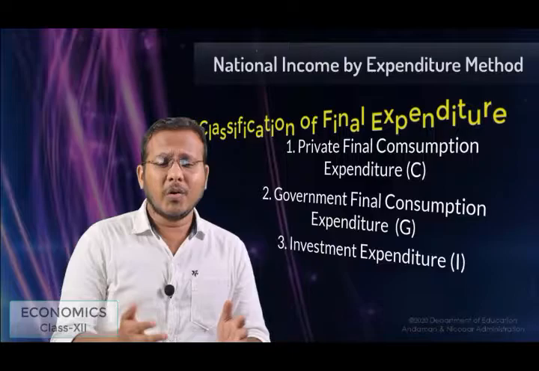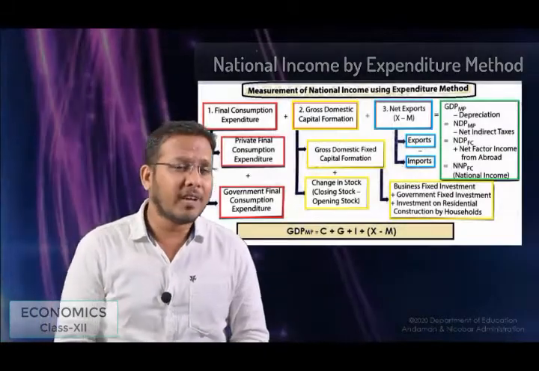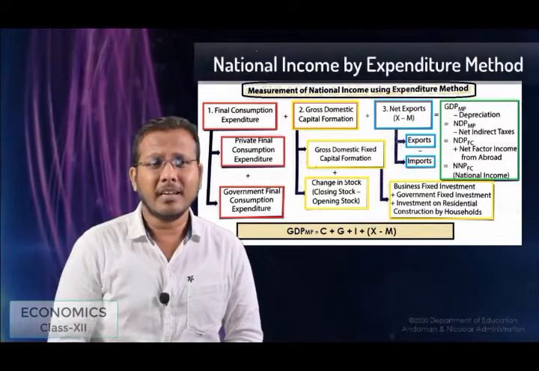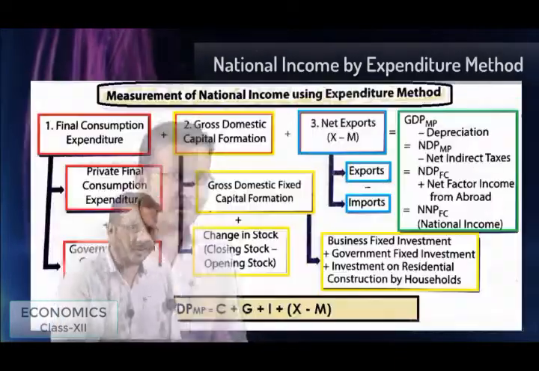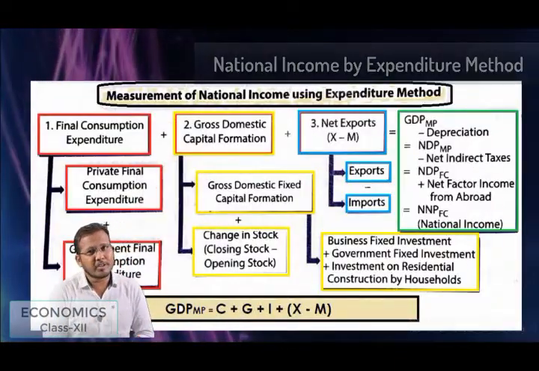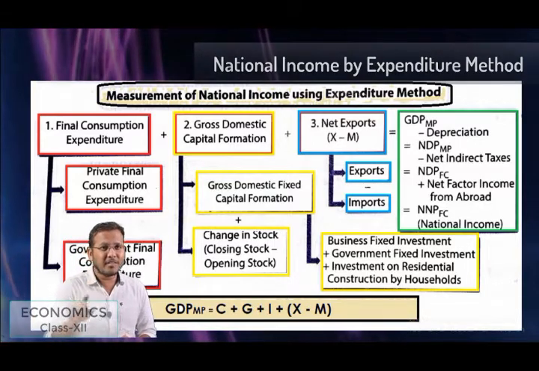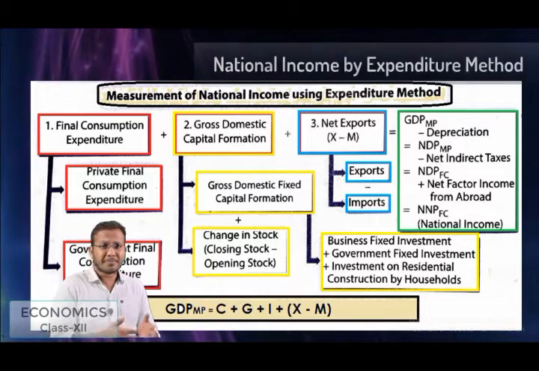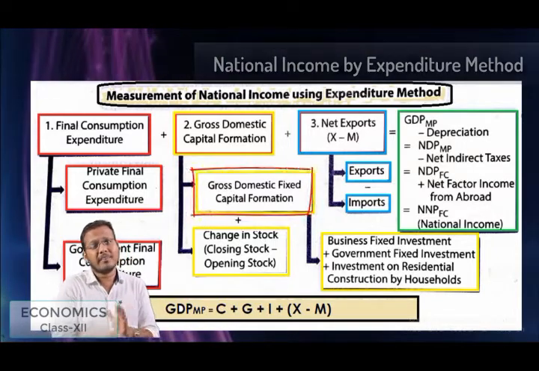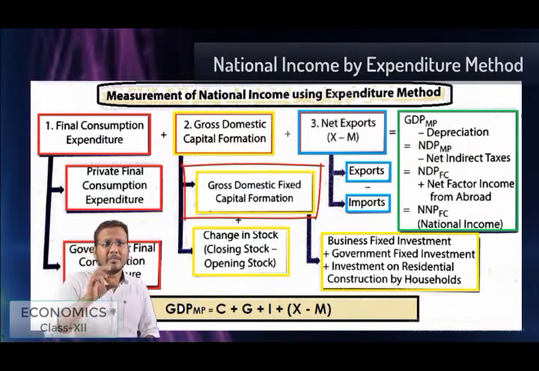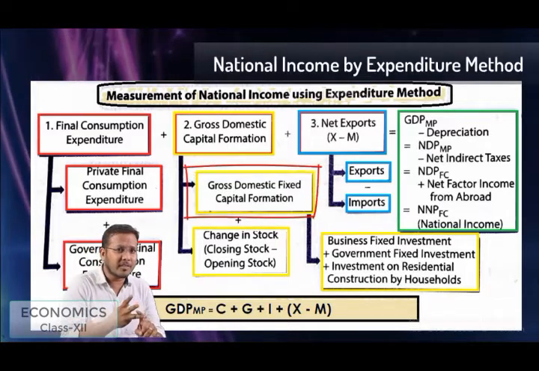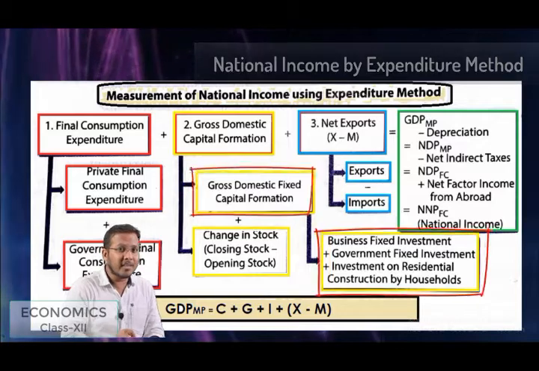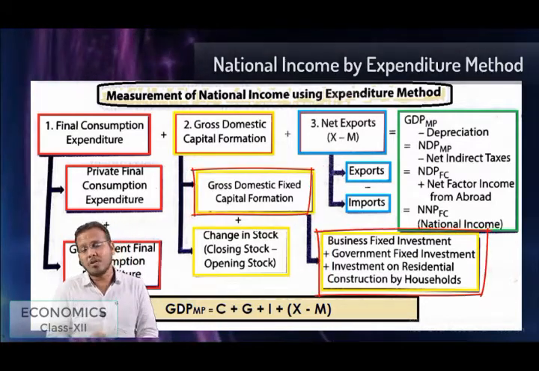Okay students, look at the flow chart here, how we can find out the value of GDP at market price with the expenditure method. Here the private final consumption expenditure should be added with the government final consumption expenditure, that is value of C plus G. Then we have to add the value of I, that is gross domestic fixed investment. It is comprised of three components, that is the business fixed investment, government fixed investment, and the investments on the residential construction by the households.